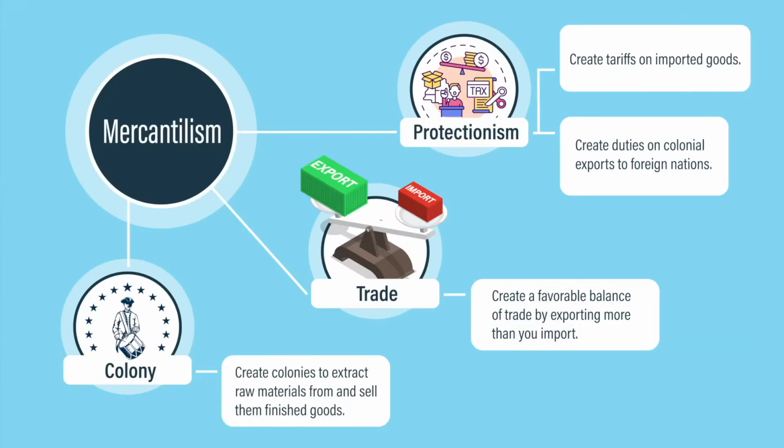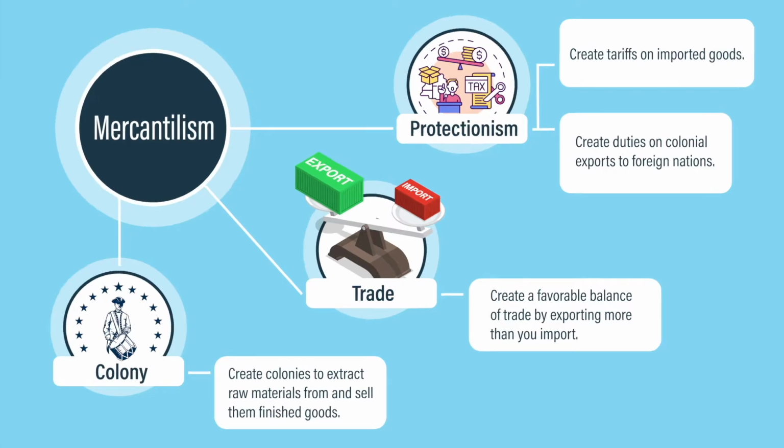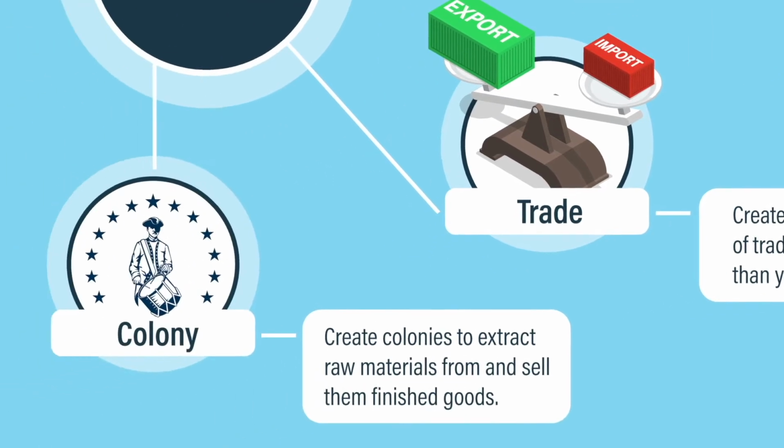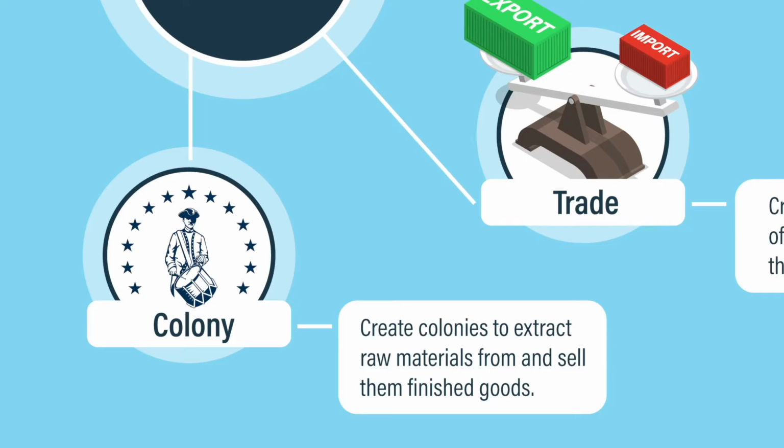The new ideas motivating English colonization became known as mercantilism. Let's use this graphic organizer to define mercantilism. First, England needed to establish a favorable balance of trade by exporting more than it imports, which meant it sold more goods to other areas than it bought. Second, it needed to create colonies to extract raw materials from and sell them finished goods.